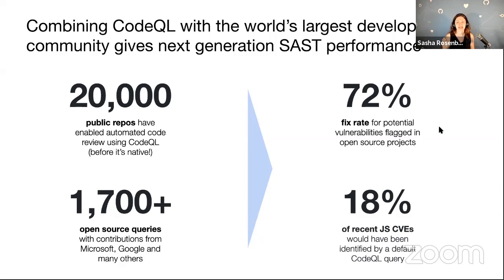72% of vulnerabilities identified with CodeQL are actually fixed. So this is our guess at how many of them are false positives. So we think that there are not a lot of false positives just because we see the very high rate of people actually fixing them. And then again, we have lots of open source queries and lots of public repos that already do review with CodeQL. That was before code scanning was released, so they were just running their own CodeQL instances. And then 18% of recent JavaScript CVEs were actually identified by CodeQL queries. So these are pretty awesome numbers.